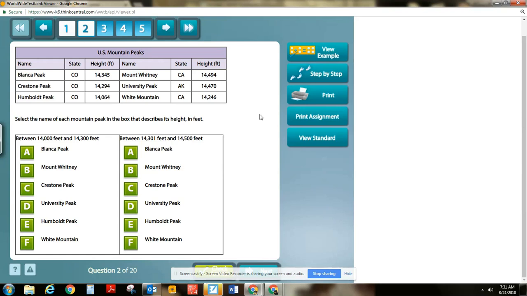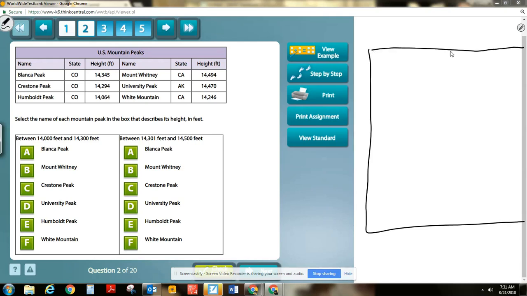So on your pink piece of paper, I would make a big kind of square rectangle and divide it up. Okay? And I would put 14,000 to 14,300. Then we have answer choices A, B, C, D, E, F. Don't worry about writing down all the names here of the peaks. You don't need to rewrite something that's right on the screen.